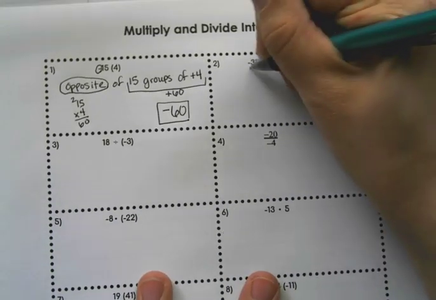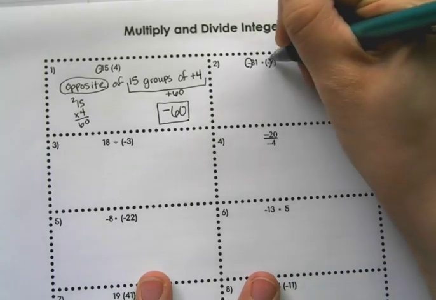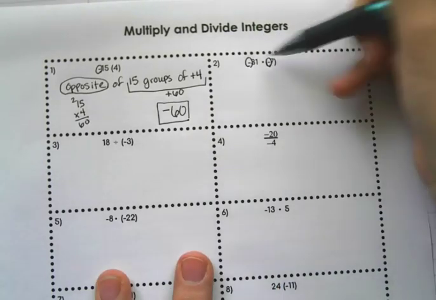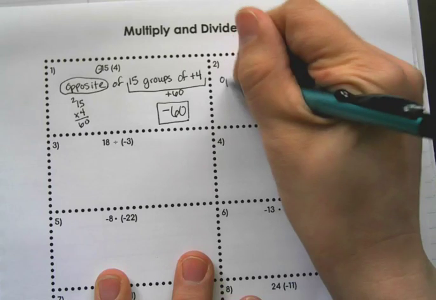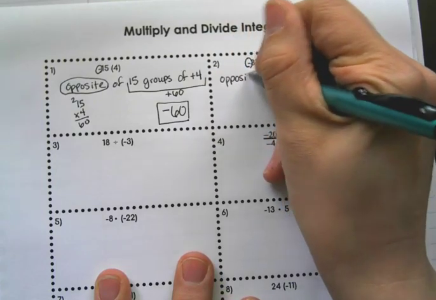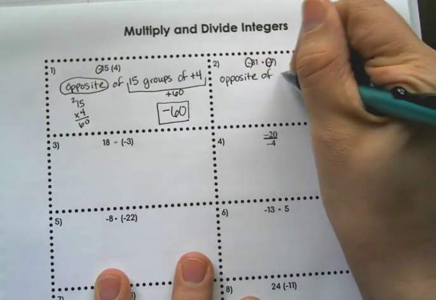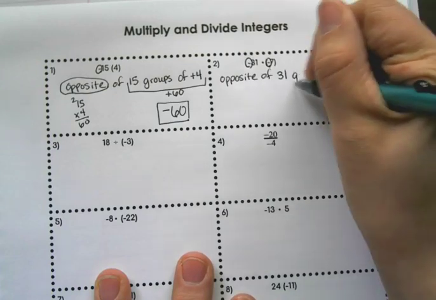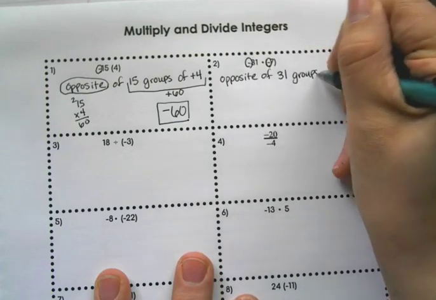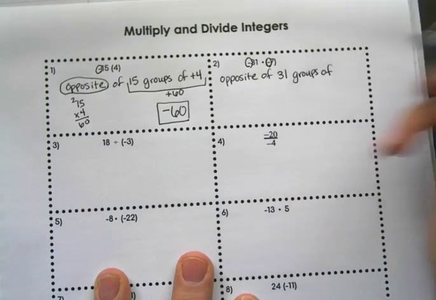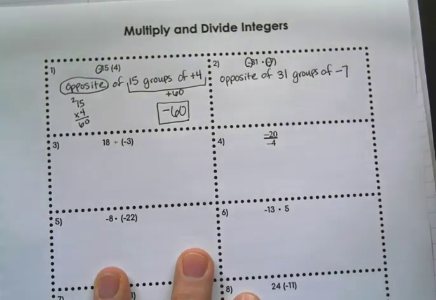So I'm going to start by circling my negatives, and I'm going to rewrite it. So this means the opposite of 31 groups of, and that was a negative 7. 31 groups of negative 7.